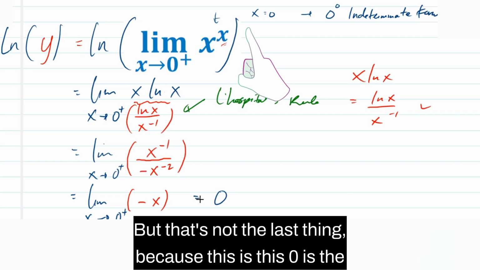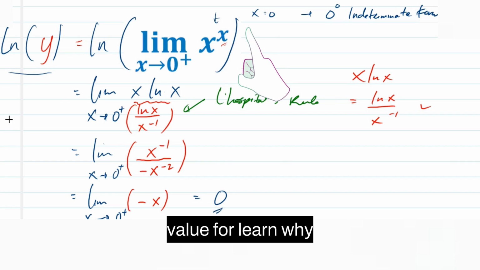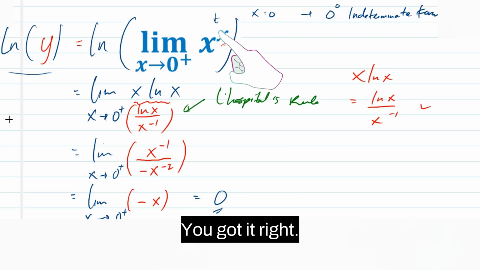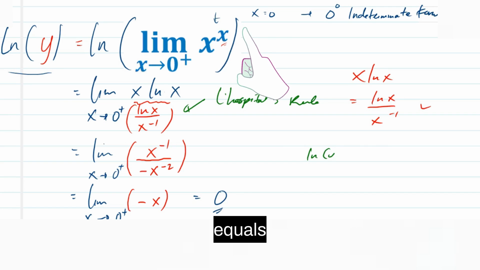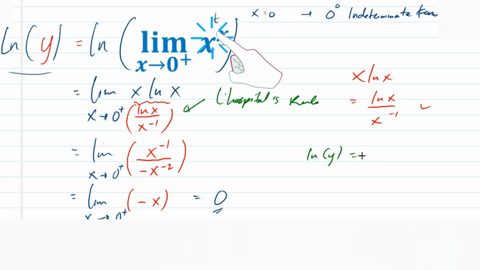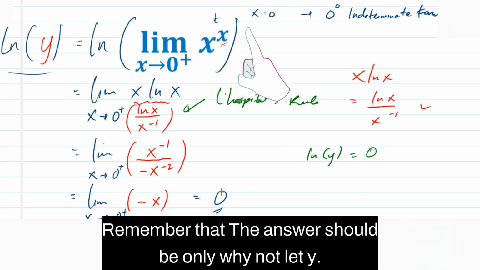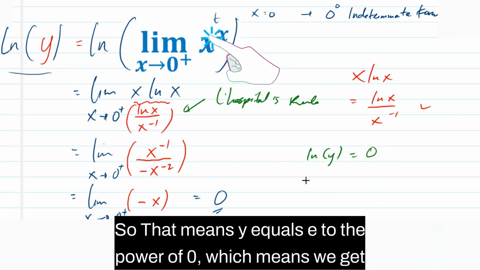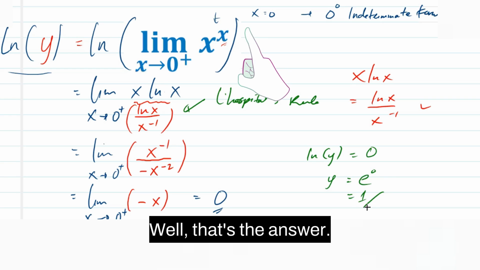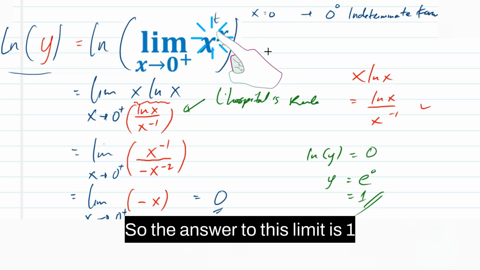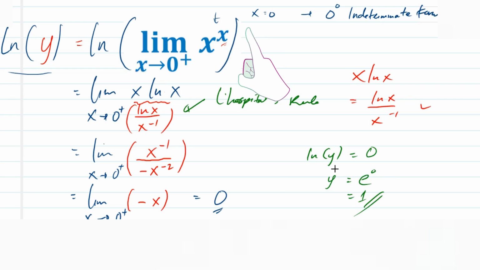But that's not the last thing, because this 0 is the value for ln y. You get it, right? So we're going to take it here: ln y equals 0. Remember that the answer should be only y, not ln y. So that means y equals e to the power of 0, which means we get 1. Well, that's the answer. So the answer to this limit is 1.